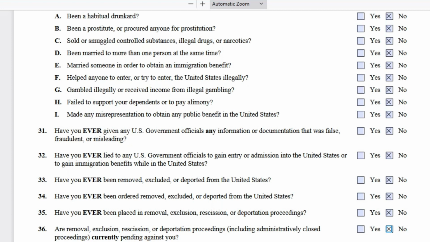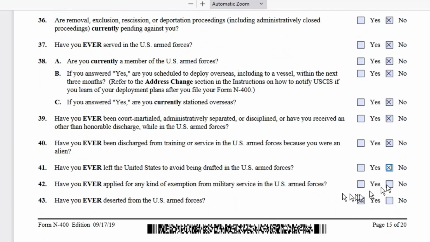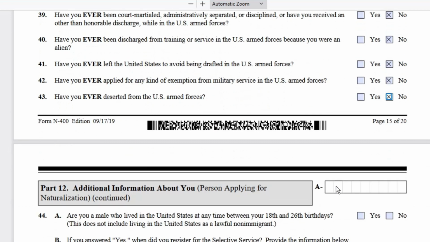Have you ever served in the US Armed Forces? Probably not. Are you currently? So it's no, no, and then probably no. Unless you're in the military, that's a different story. Then you have to put yes and explain. Have you been court-martialed? That's if you're in the military. No. Have you been discharged? That's again for the military. Have you been drafted? No, also military. Have you applied for any kind of exemption? No. That's again military, military again.